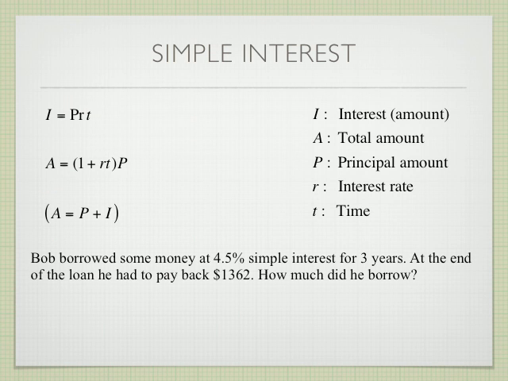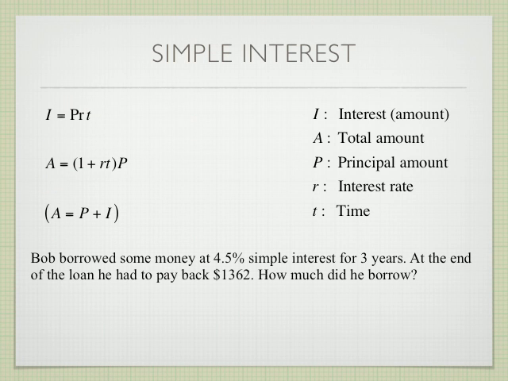Now what all that means: I is the interest amount. It is not the interest percentage. I is a dollar amount of interest. A is the total amount. P is the principal amount. The way to think of this, P is the amount of money at the beginning of the story. A is the amount of money at the end of the story. R is your interest rate. That's where your percentage goes, is at R.